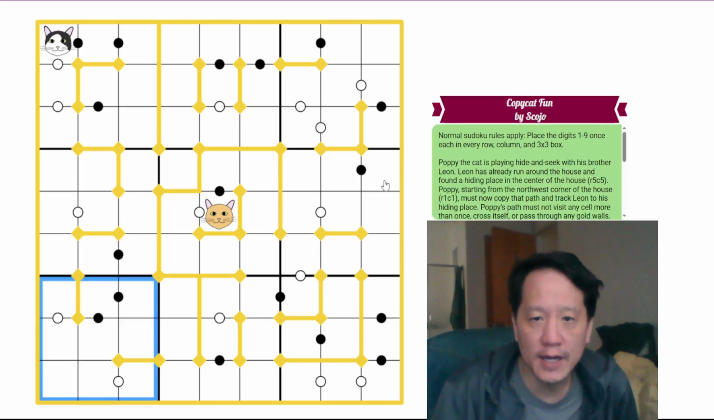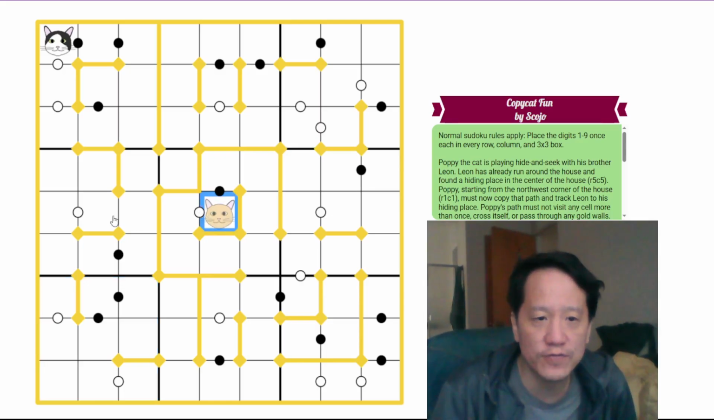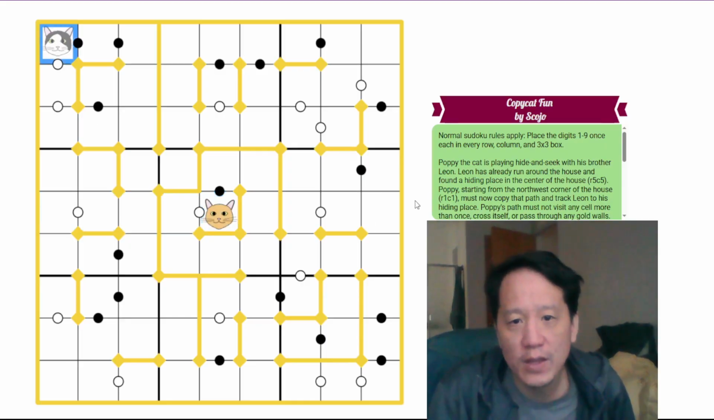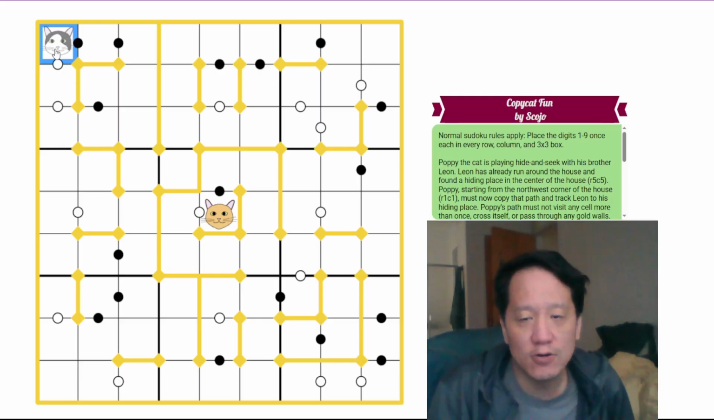Poppy, the cat, is playing hide and seek with his brother, Leon. Leon has already run around the house and found a hiding place in the center of the house, row 5, column 5. So this is Leon and this is Poppy. Poppy, starting from the northwest corner of the house, row 1, column 1, must now copy the path and track Leon to his hiding place.